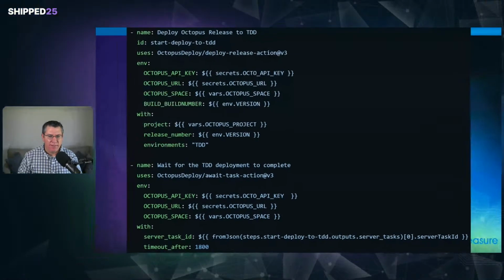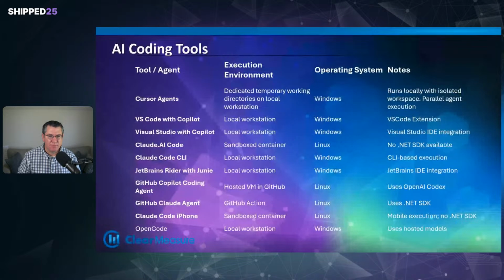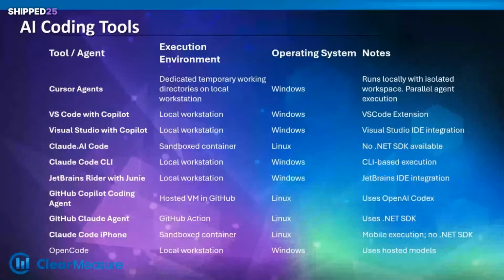Okay. Now, I have delegated one feature to the computer, but I want to go over a survey of all of these coding tools and some of the important differences so that you can be aware of that and you can enhance the architecture of your DevOps environment for AI.